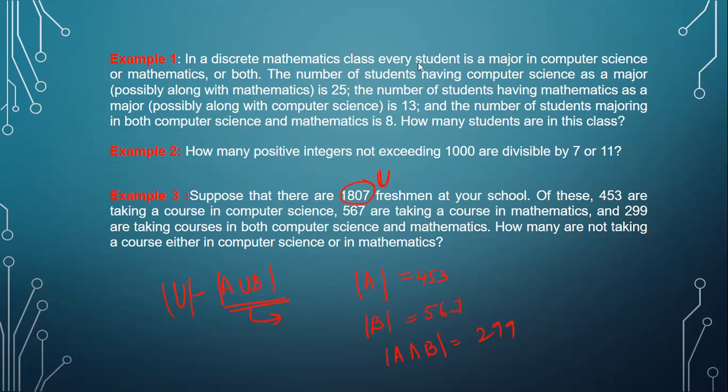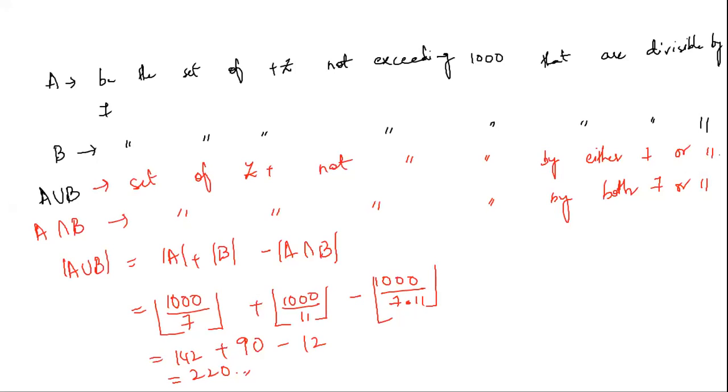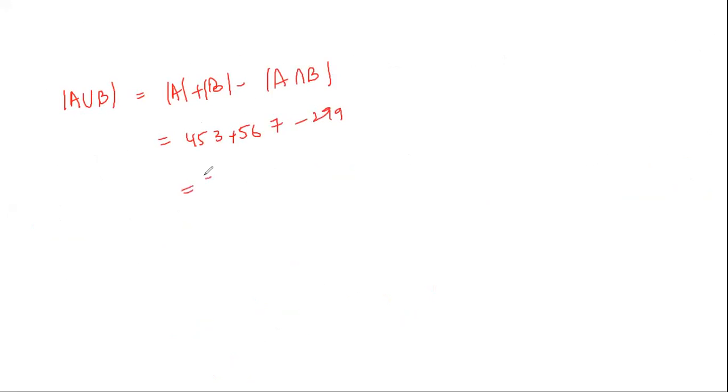Now we have to find A union B. So for that, let's take our formula. A union B is A plus B minus A intersection B. That will give you 453 plus 567 minus 299, which is equivalent to 721. Okay. Now, how many total students were there? The total number of students were 1807. So this was our universal set.